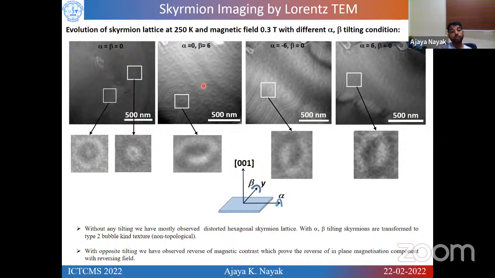But now you apply a little bit of in-plane field, you tilt the sample along the beta direction, and we see that exactly along the direction of tilting this kind of structure appears. And here we have this alpha tilting. If you see, this black line was in a horizontal direction, and now it is in the vertical direction. If you make this alpha -6 or alpha +6, the contrast will be completely opposite.